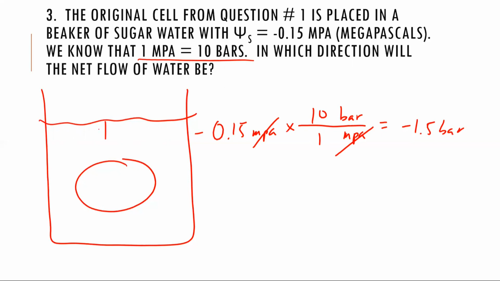Now, I know that out here, it's -1.5 bars, and from question 1, the cell is -1.5 bars. So this means that the water is going to go in both directions at once, which would be a net flow of 0, right? This is an isotonic situation, equilibrium. That's just a reminder that you might have to do conversions here and there.